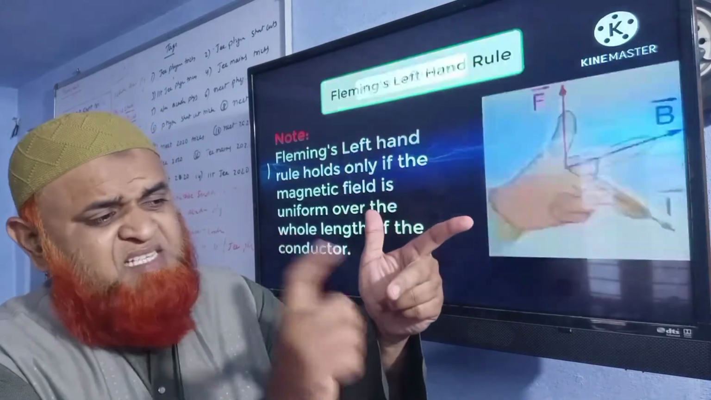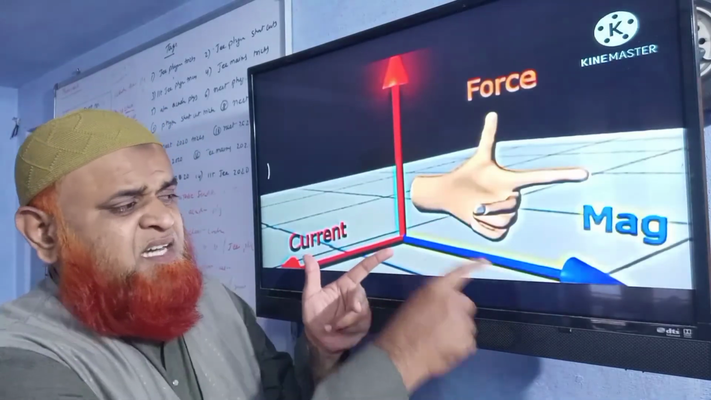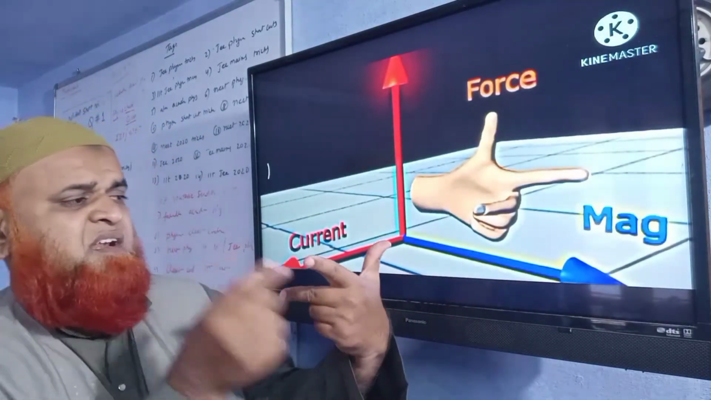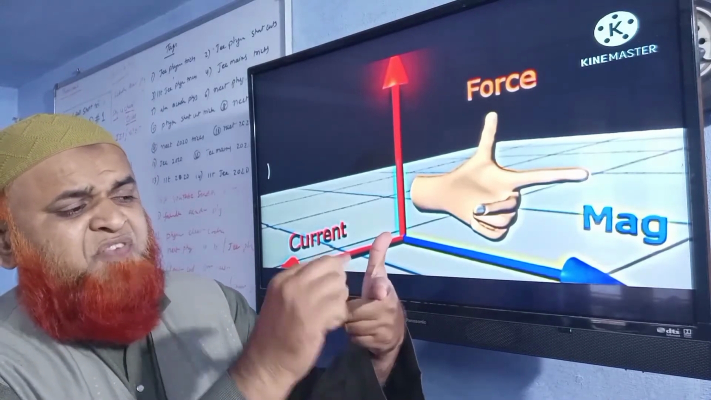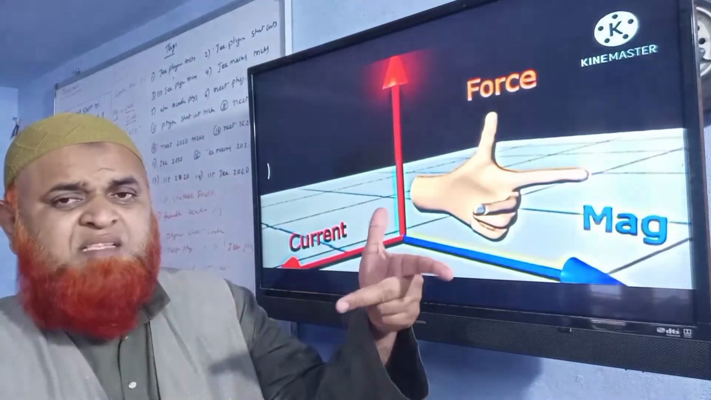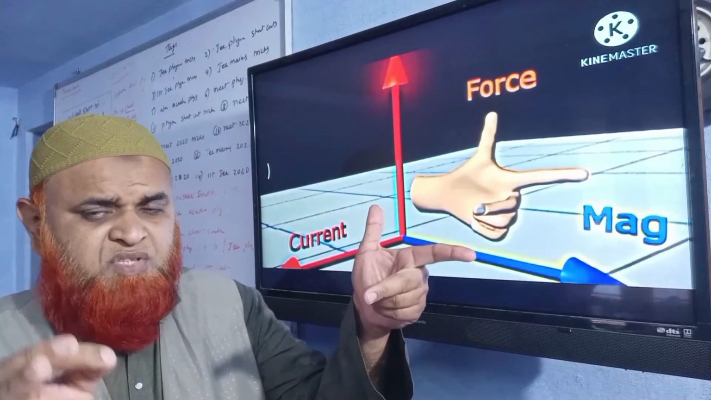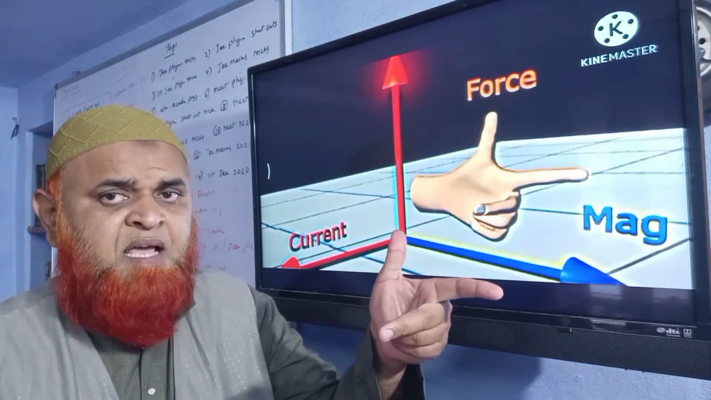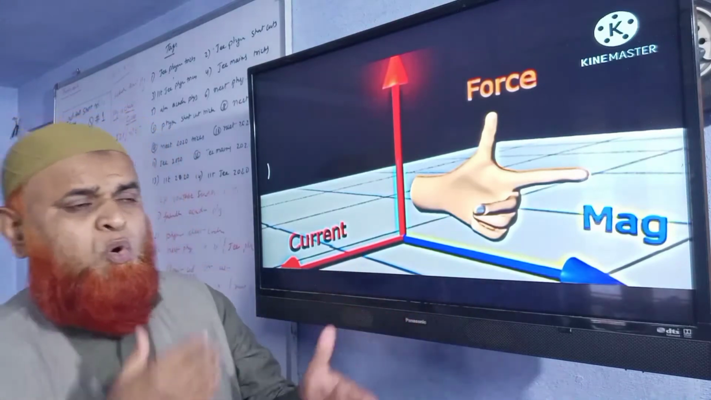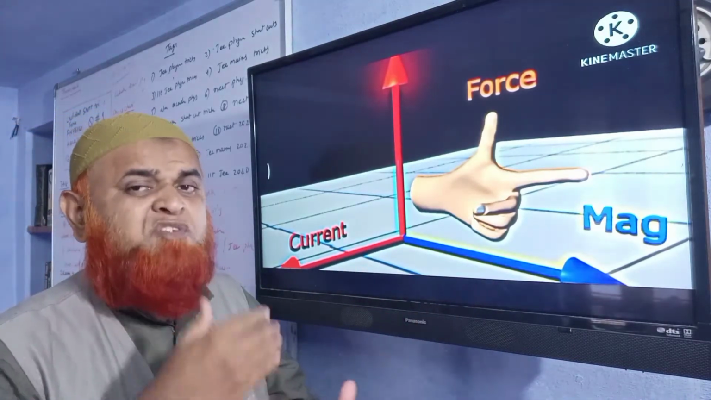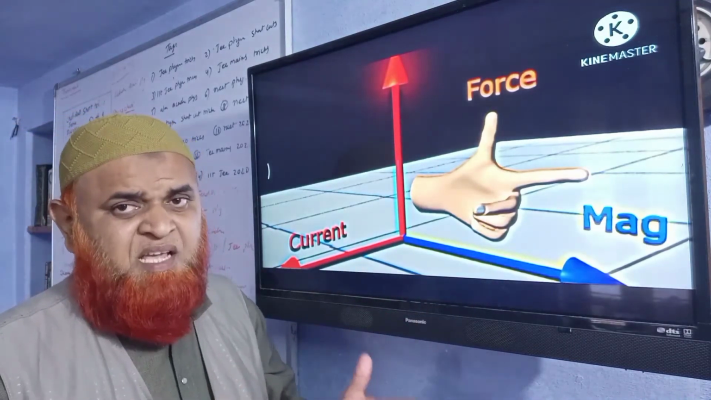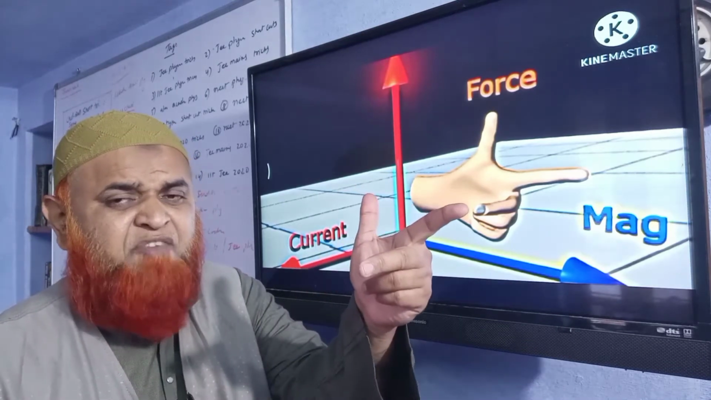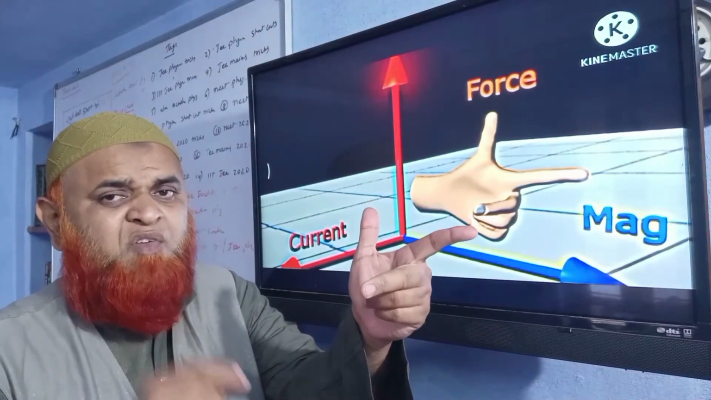This is called the central finger, which represents the current direction, this is called the magnetic field direction, and this is called the force direction. These three fingers are mutually perpendicular to each other. So if you apply Fleming's left hand rule on a coil which is going to rotate, then what happens? Just imagine these three fingers are always mutually perpendicular to each other.